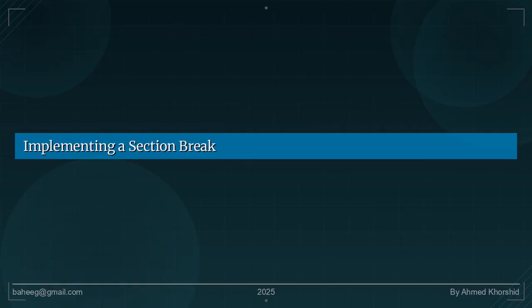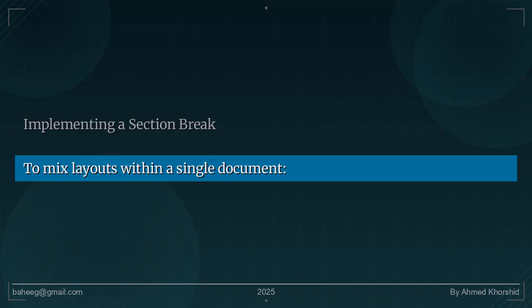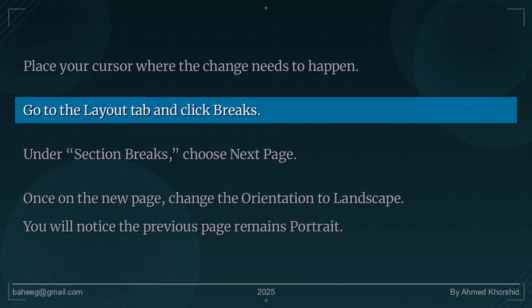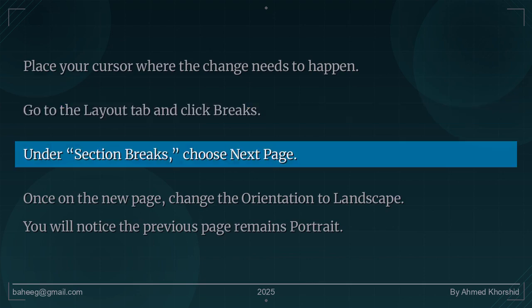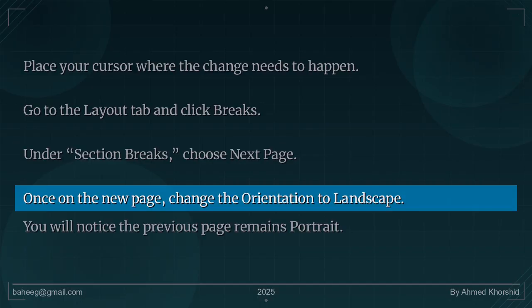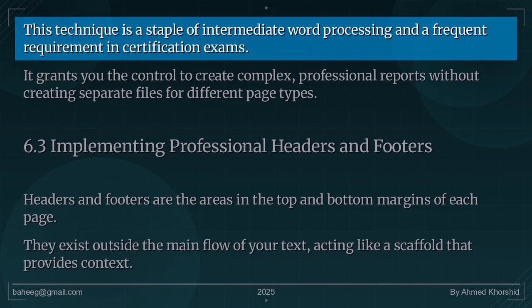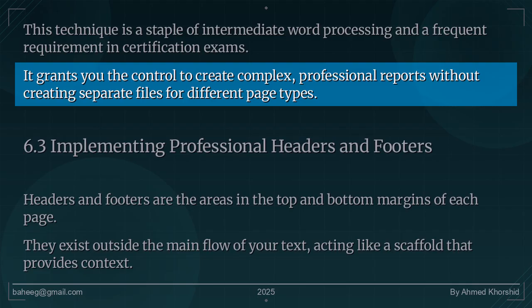Implementing a section break to mix layouts within a single document. Place your cursor where the change needs to happen. Go to the Layout tab and click Breaks. Under Section Breaks, choose Next Page. Once on the new page, change the orientation to landscape. You will notice the previous page remains portrait. This technique is a staple of intermediate word processing and a frequent requirement in certification exams. It grants you the control to create complex, professional reports without creating separate files for different page types.